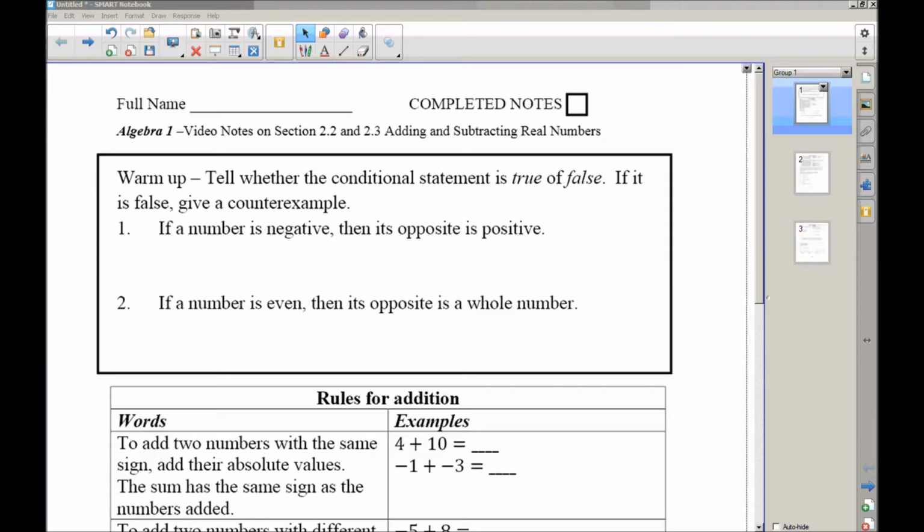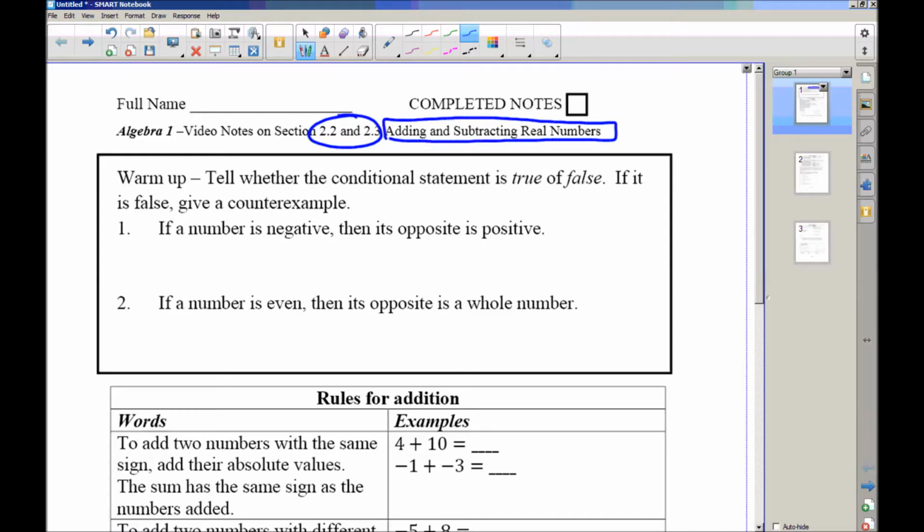Today we're covering section 2.2 and 2.3. Get a little bit ahead here. So we're adding and subtracting real numbers, which I think can be combined into one section.